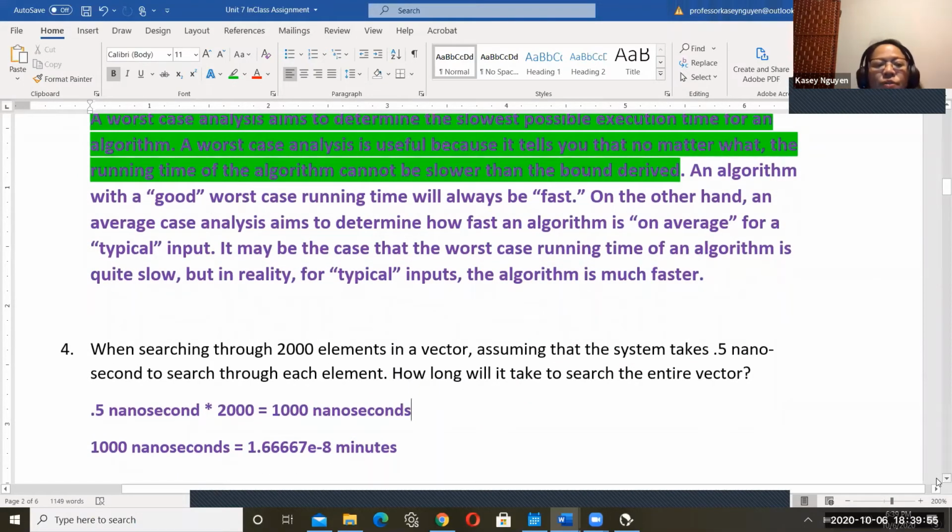And if you do convert that, that will be the value for the minutes. So if you put the answer as 1,000 nanoseconds, that will be okay. Any question?